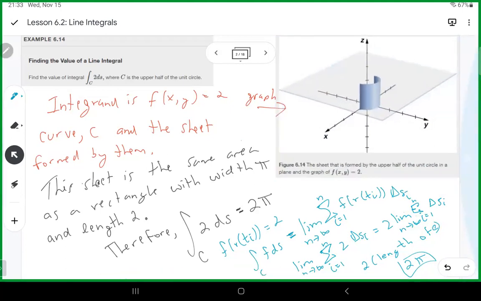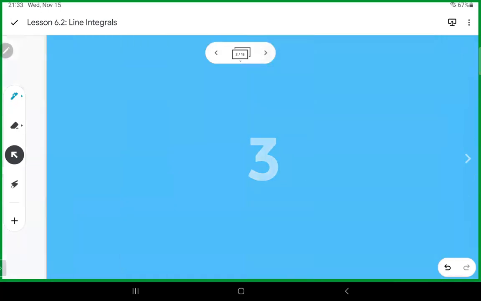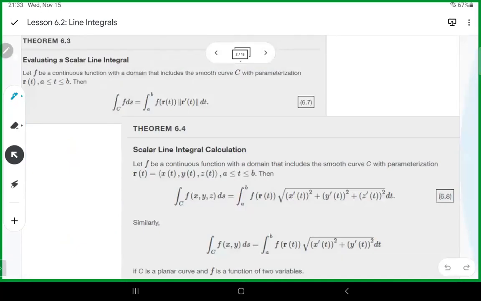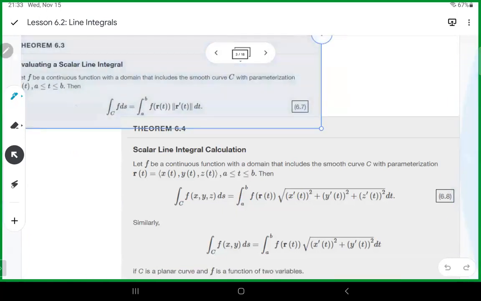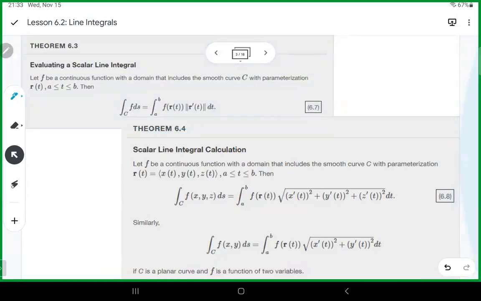I believe the next slide is maybe some book notes, theorems. Oops, not what I wanted to do. All right, so take a minute to write those down.